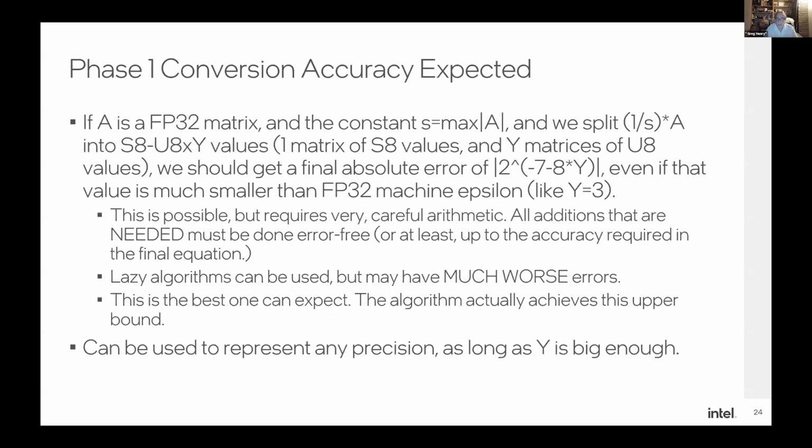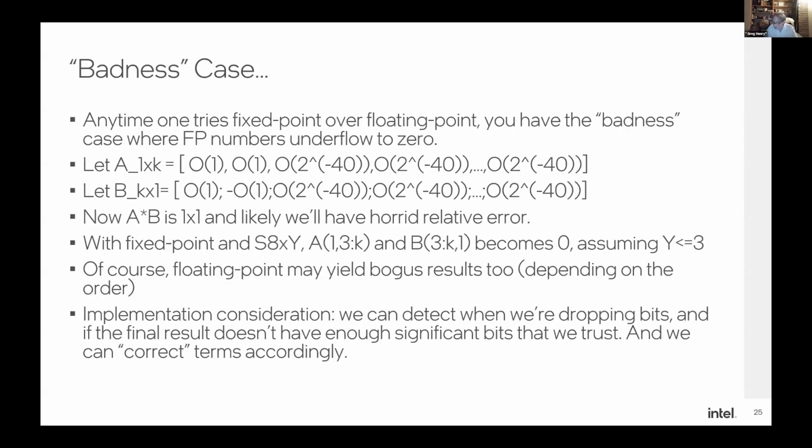All right, so the accuracy has to be really accurate on the splits. And there are cases where you can get arbitrarily bad results. Just imagine you have really small numbers in the middle and your fixed point can't hold those bits, and so they underflow to zero. And you can get arbitrarily worse results than floating point. That's just the truth of this method.